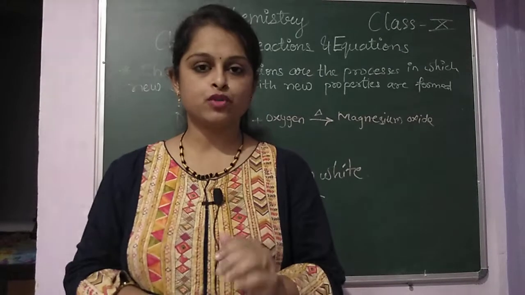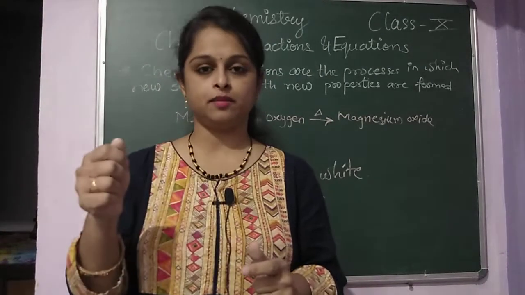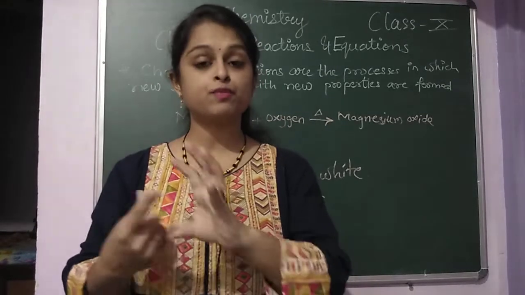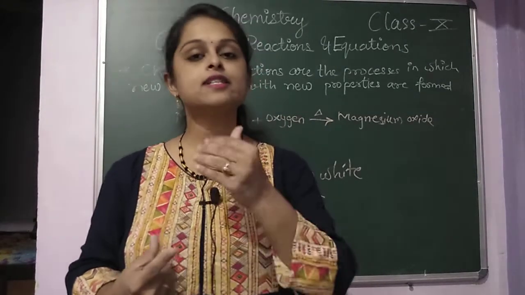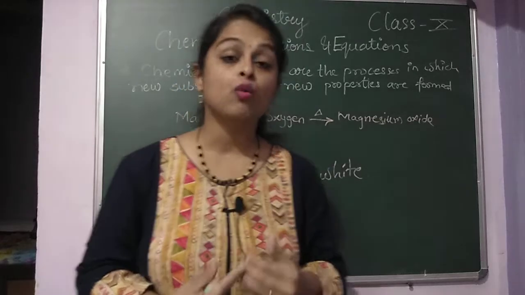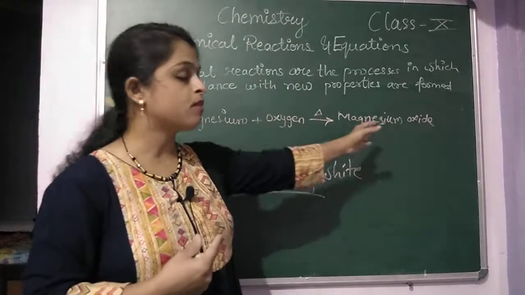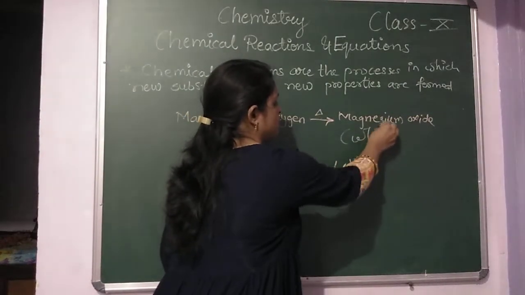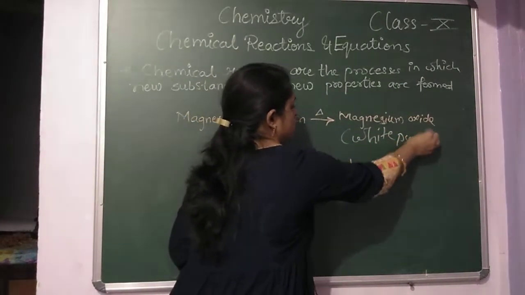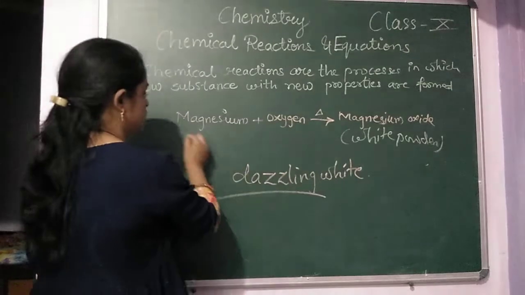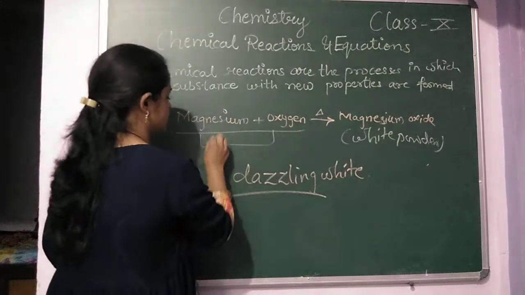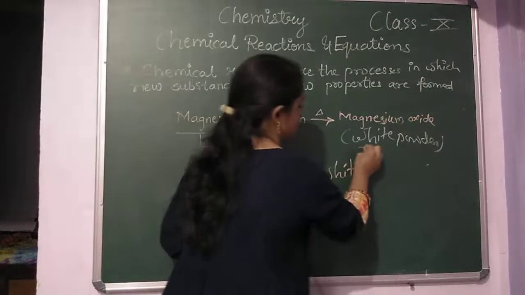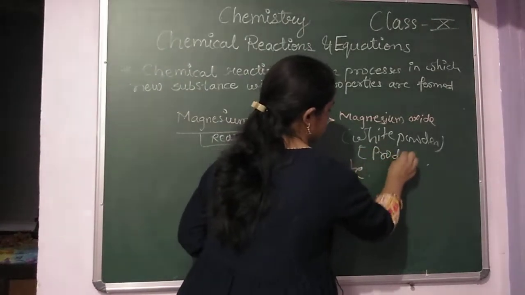Why is it producing this? Because when we are heating that ribbon, the magnesium is going to combine with the oxygen which is present in the air, and when it combines with that oxygen, what is forming? Magnesium oxide is forming, which we get in the form of white powder. These two are reactants because they are undergoing the reaction, and this we call the product.